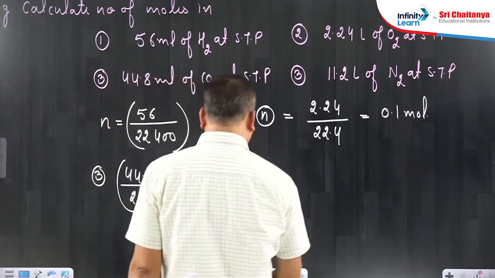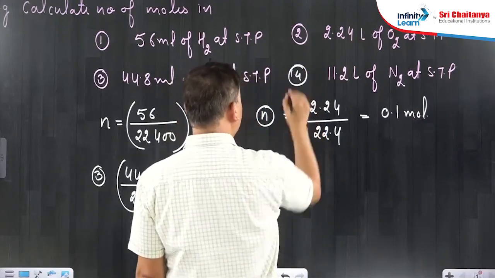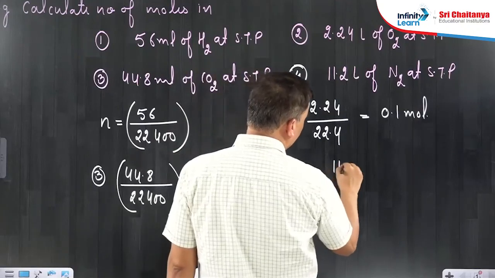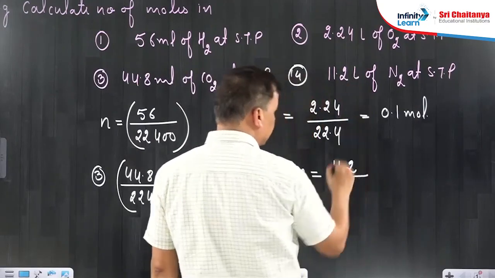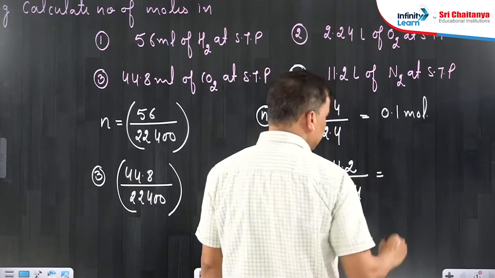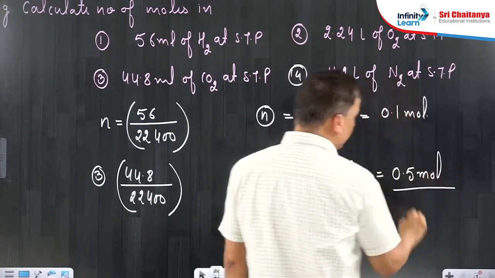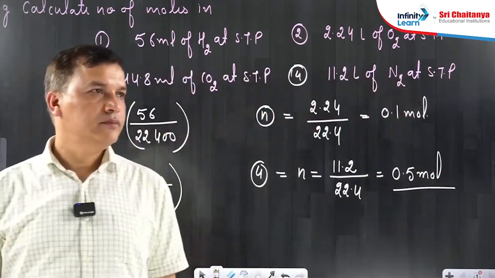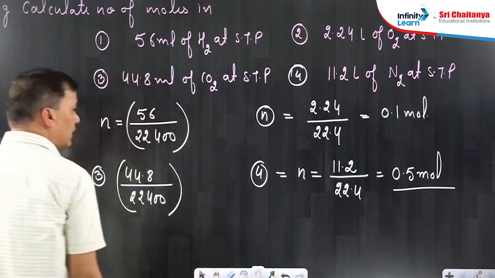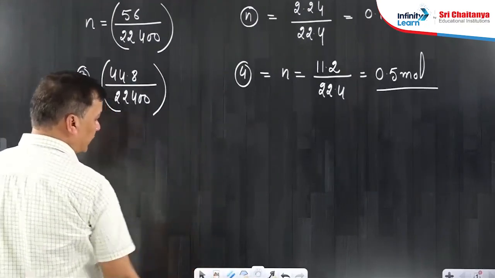And here is the fourth one. Number of moles, 11.2 liters divided by 22.4. That is 0.5 mole. Please respond. Yes, some students are responding. This is just to understand, it is the simplest formula to calculate.